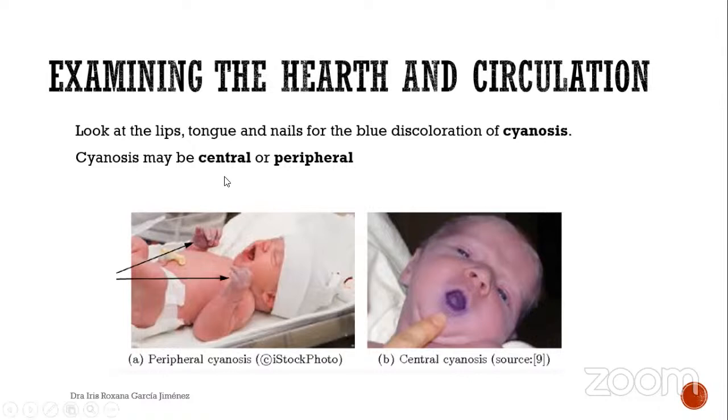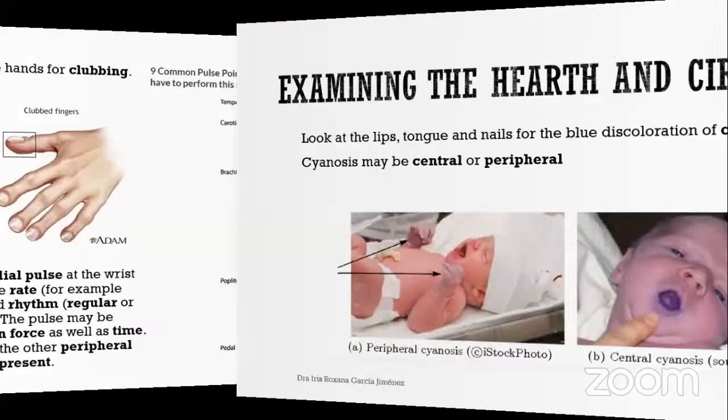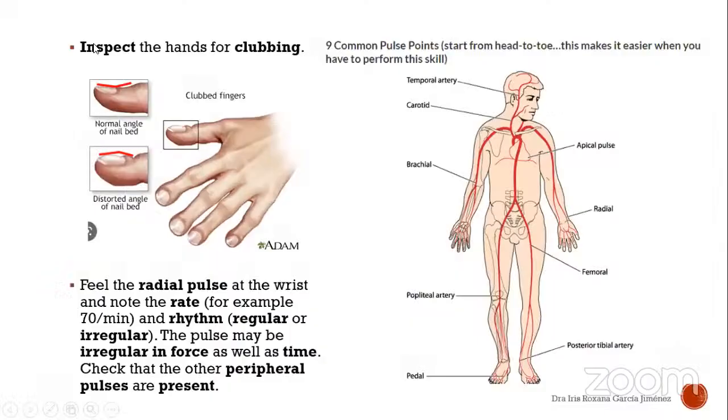You can see some examples. Of course, in babies it is easy to catch. We have to inspect the hands for clubbing. Clubbing is the shape that nails acquire according to the cardiovascular situation. We all know about the causes of clubbing, but the clubbed fingers are a prodromal symptom. We all know about it.